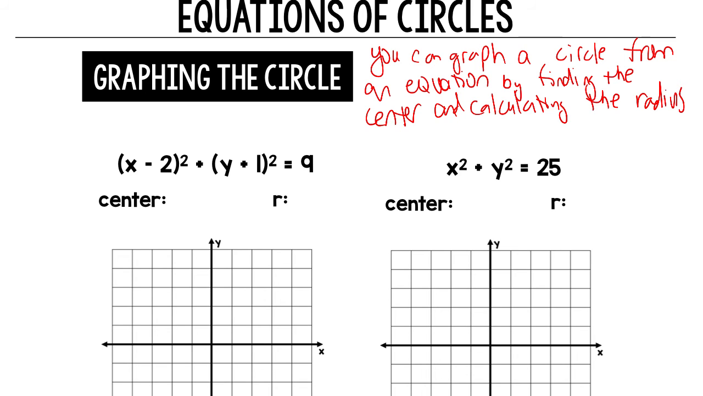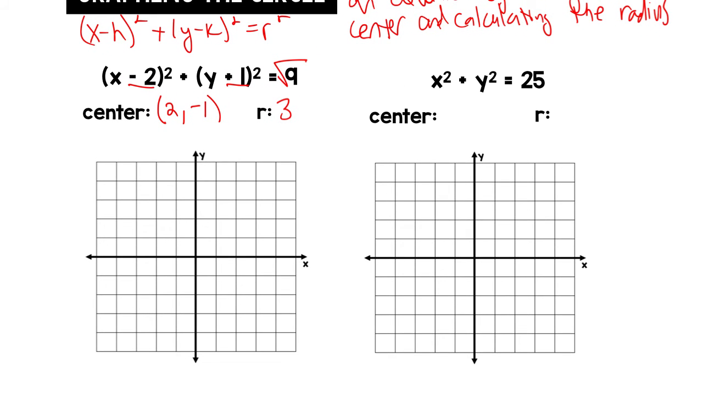All right, so remember our equation looks something like this. So if we have -2 plus 1, opposite signs, remember? So our center is going to be at +2, -1. The x goes with the x value, y goes with the y value. And to find r, we do the square root of whatever we've got here at the end of our equation. The square root of 9 is 3. So we have that part down. All we need to do is graph.